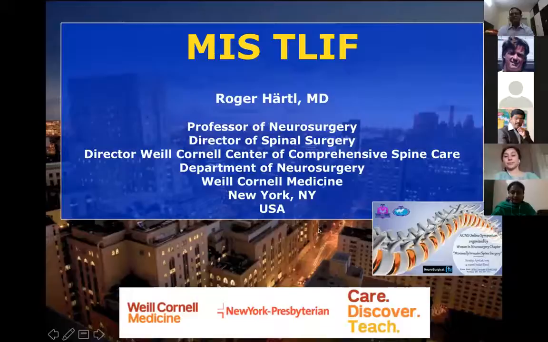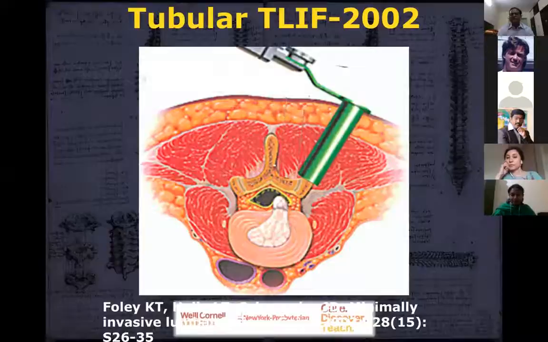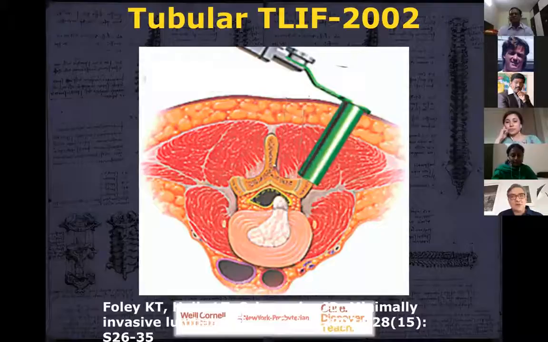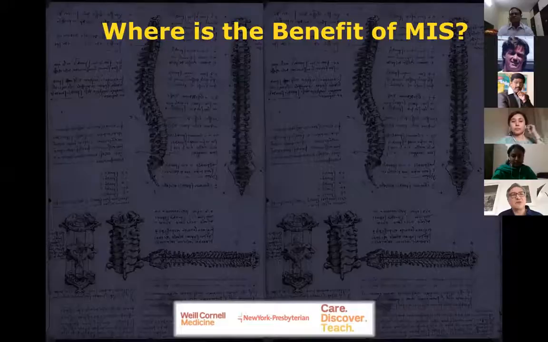I'm a neurosurgeon. I do mainly spine surgery. I'm located at Weill Cornell, New York Presbyterian Hospital in New York City, and a fair amount of my practice is minimally invasive spinal surgery. I want to talk to you about MIS TLIF, which has become one of the main MIS procedures that surgeons do. There's fairly good data that it is a very helpful, very successful operation, especially for degenerative issues. It was first introduced probably in the early 2000s by Kevin Foley, who pioneered this operation, and then developed further by many surgeons. Now I think it's a standard operation that we do several times a week in appropriate patients.